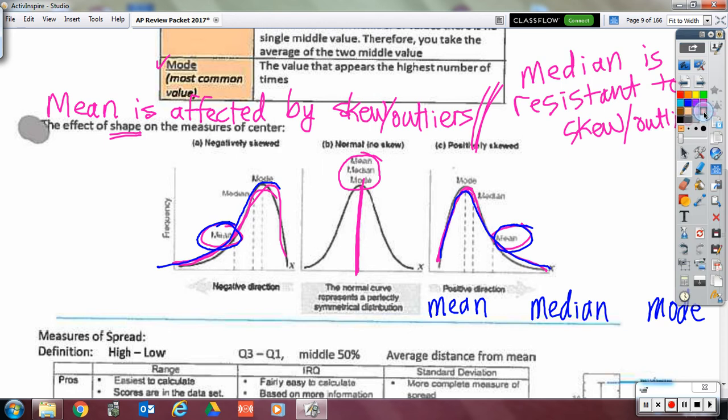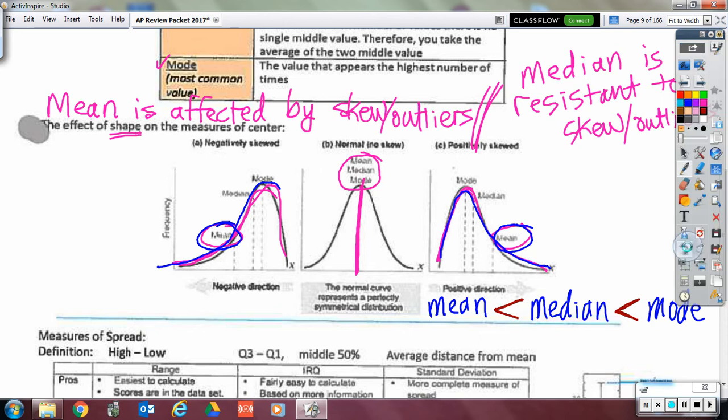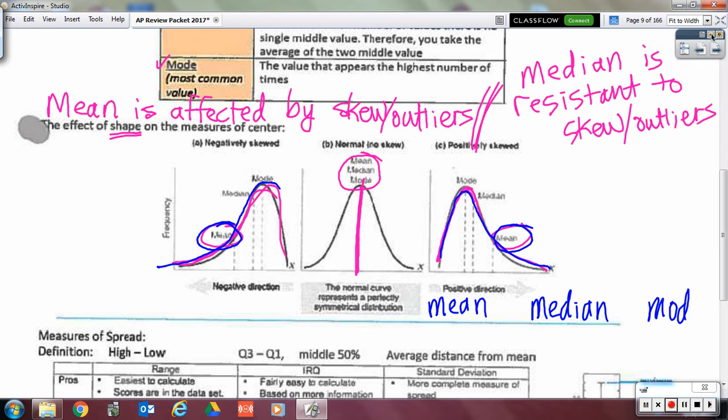So what I want to tell you is if you have skewed left, I want you to point your inequalities to the left, and that will tell you the relationship of their values. So if it's skewed left, the mean is a smaller number than the median, which is a smaller number than the mode. And I could do those the other way. If it's skewed right, I'm going to draw my inequalities to the right. Okay, so then I can say the mean is a greater number than the median and is greater than the mode.